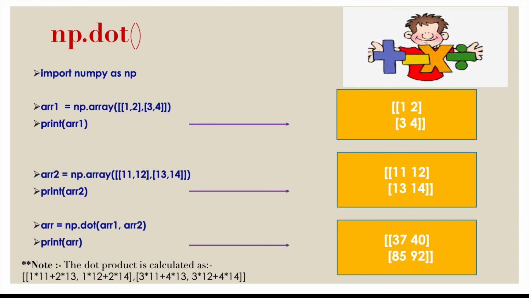The first element of the new array that is created after the dot product of array 1 and array 2 is 37. It's calculated by taking the first row of array 1 and the first column of array 2. Then a sum product is performed. That is 1 multiplied by 11 plus 2 into 13. We get 37. And so on, the calculations are performed.